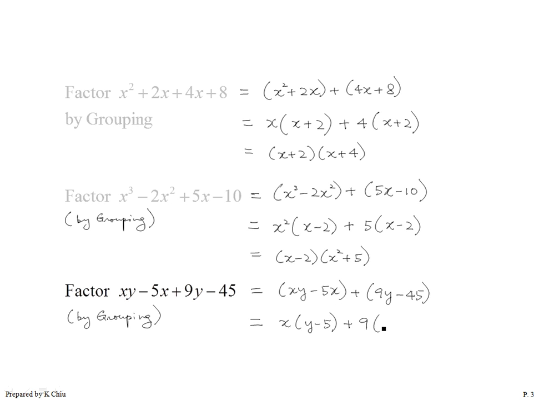9 would be in common, so I factor out the 9. I got 9 times y minus 5. So now go back. I have 2 groups, and in these 2 groups, I have y minus 5 in common. So factor that out. The leftover would be x plus 9. So finally, I have y minus 5 times x plus 9.